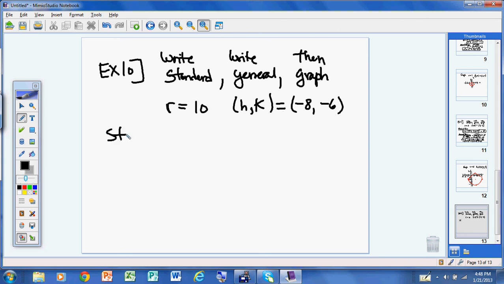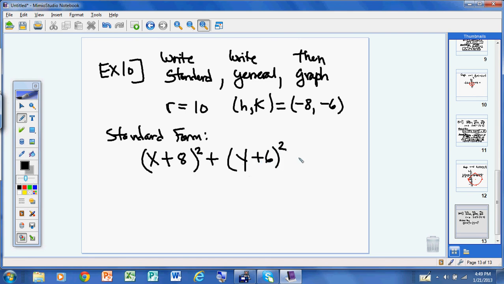Okay, so standard form. We'll have x plus 8, because -8 is a +8 squared, plus, we use a plus with circles because we're adding the two halves together to make a whole circle. Y -6 is a +6, and that's squared, equals 10 squared, which is 100. Okay, that's your standard form answer.